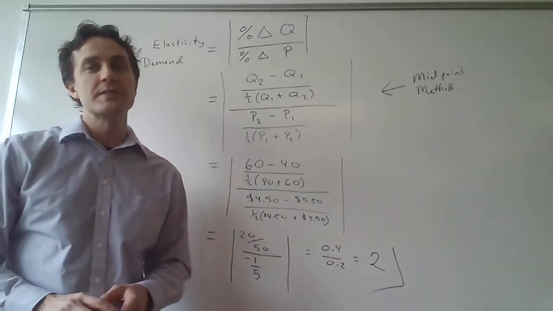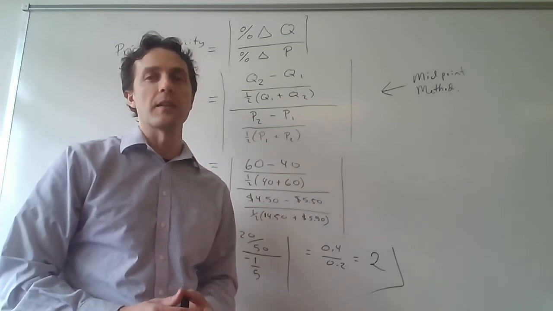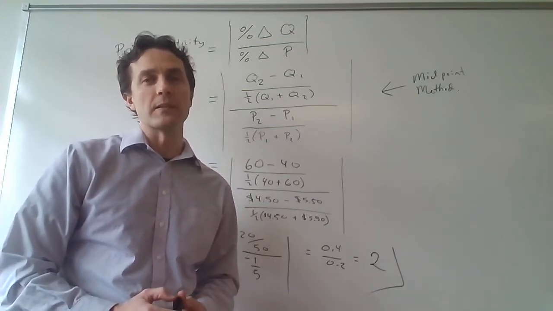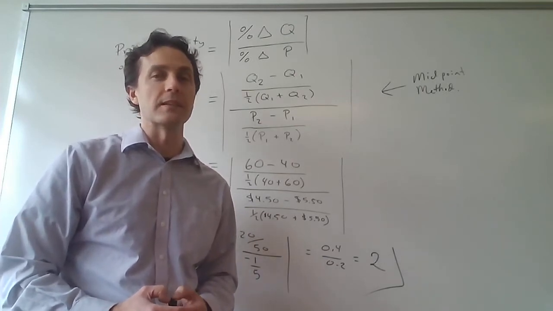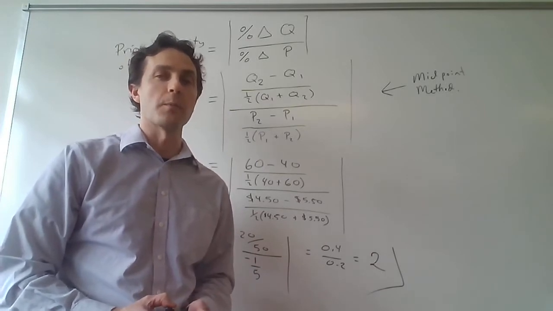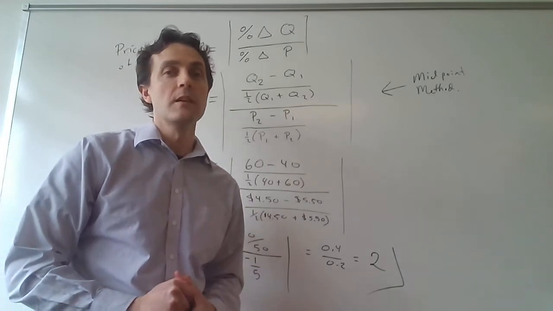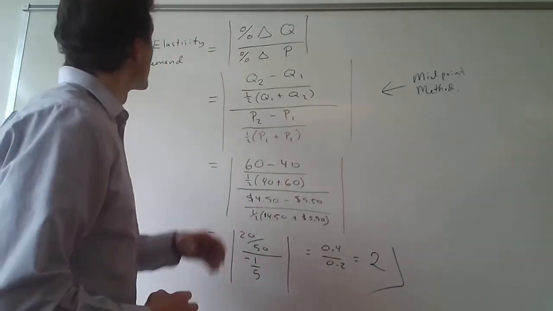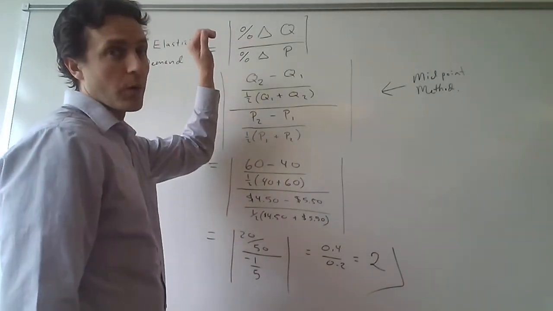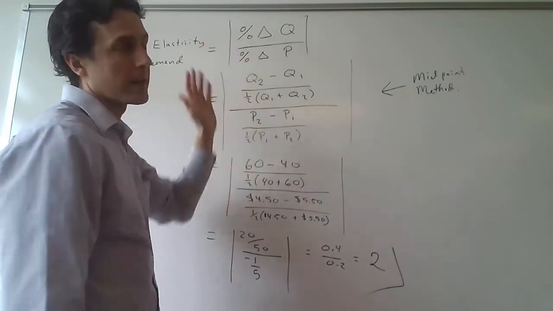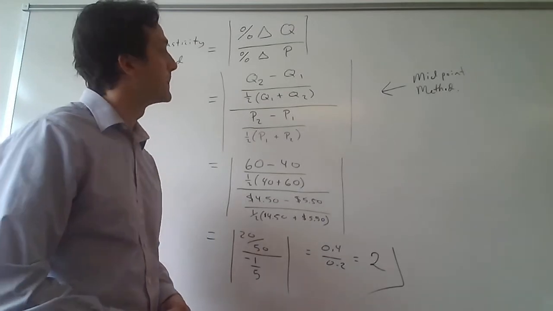Okay, let's use the midpoint method now to calculate the absolute value of the elasticity of demand for watermelons if the quantity demanded increases from 40 to 60 after the price decreases from $5.50 to $4.50. So again, the price elasticity of demand is the percentage change in the quantity divided by the percentage change in the price. And again, we're taking absolute values to get rid of any negative signs, so we end up with a positive elasticity.